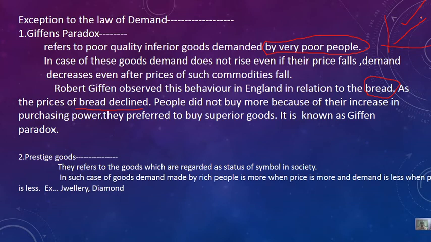So prestige goods are also an exception to the law of demand, because the law of demand says that the higher the price of a commodity, the lower the quantity demanded, and vice versa. Prestige goods are goods regarded as a status symbol, for example golden ornaments, diamonds, jewelry. Rich people prefer to buy such commodities when their prices are high, and they buy less when their prices are less.